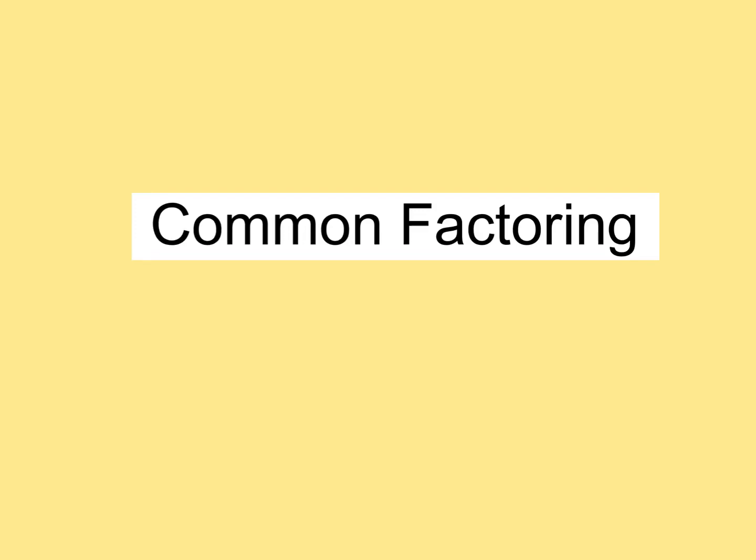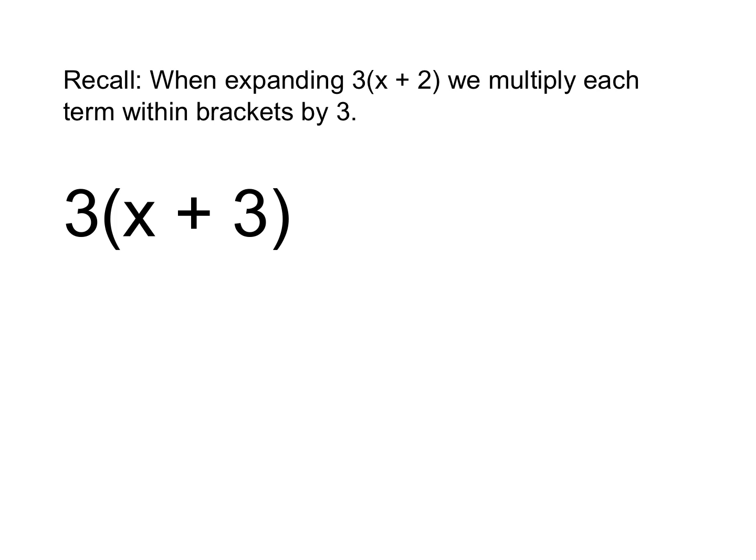Today we're going to learn how to factor using common factoring. Now let's review what factoring actually is. If you look on the left-hand side, we have a 3 in front of the bracket. That means we're going to multiply everything inside the bracket by the 3. So 3 times x is 3x, and 3 times positive 3 is positive 9.